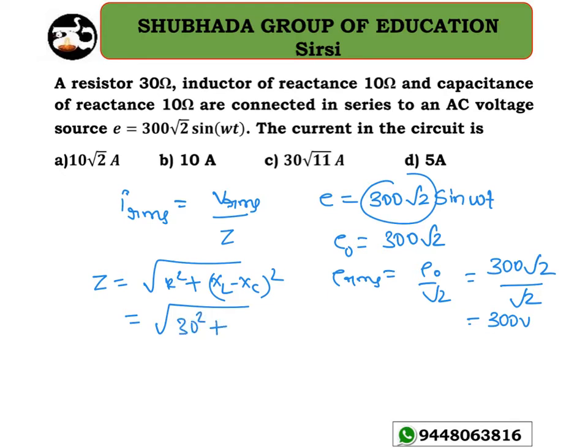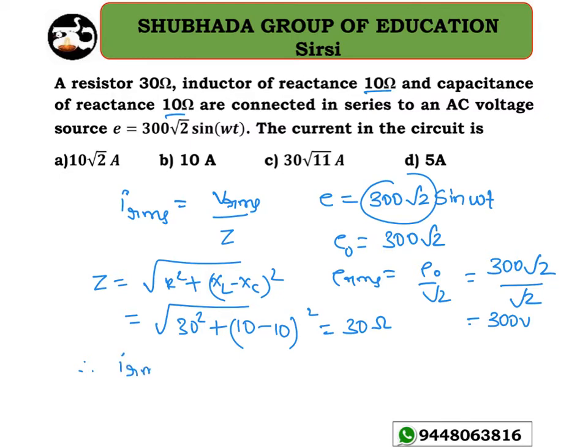So try to get the value of XL as well as XC here. Okay, so how to calculate that XL minus XC? The reactance, this is 10 ohm as well as it is 10 ohm, so this is 10 minus 10, that is 0, and with 30 ohm here. Okay, let me substitute that now.